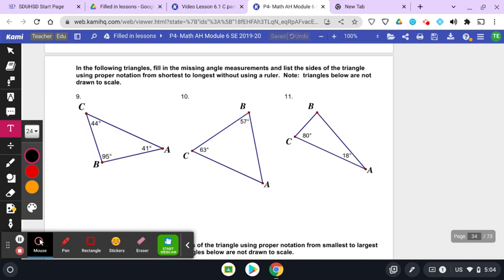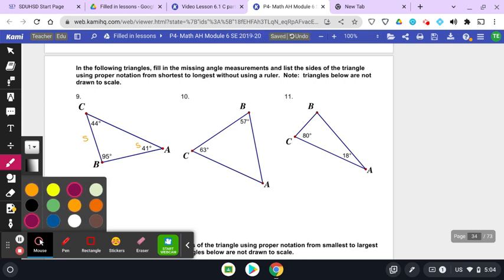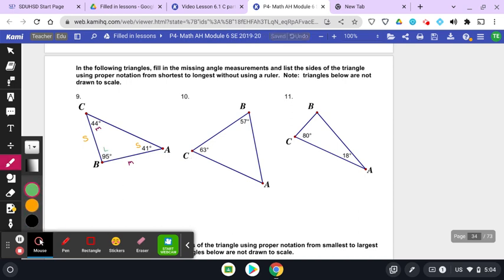In the following triangles, fill in the missing angle measurements and list the sides of the triangle in proper notation from shortest to longest without using a ruler. Note, triangles below are not drawn to scale. Okay, so on 9, all the angles are filled in. So if I want to know my smallest angle, 41 is the smallest angle, so CB is the smallest side. 44 is the medium angle, so AB is the medium side. And then 95 is the largest angle, so AC is the largest side.